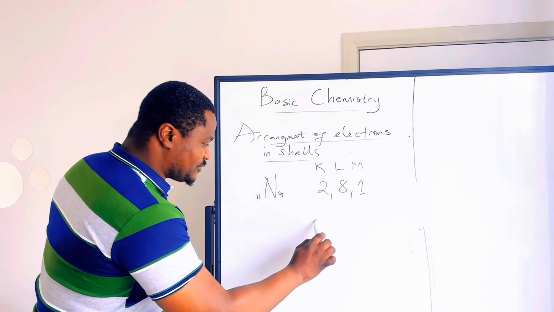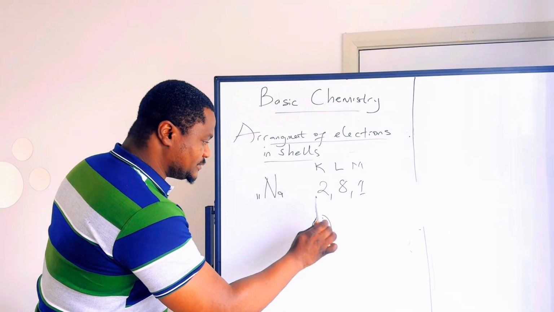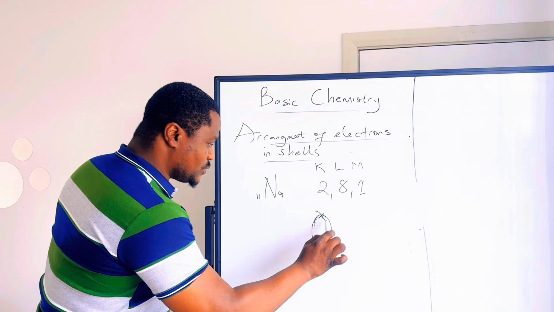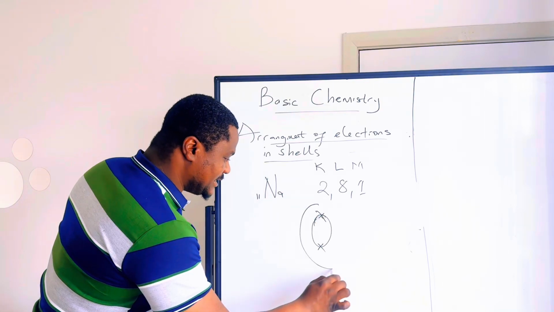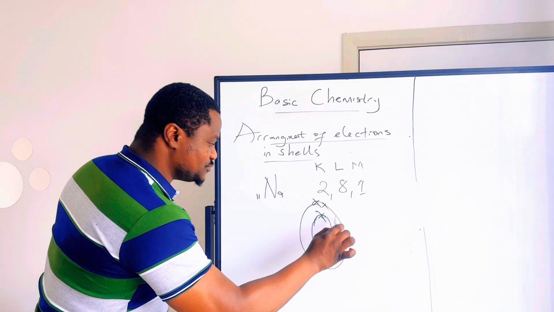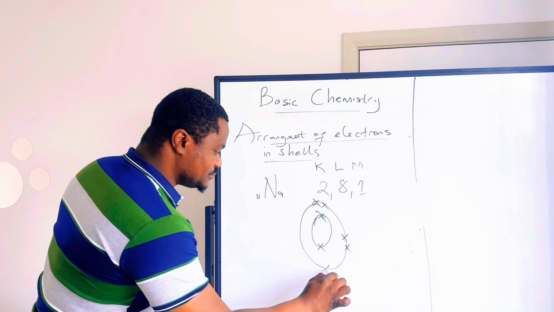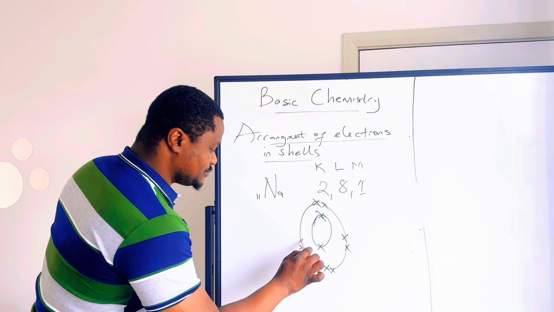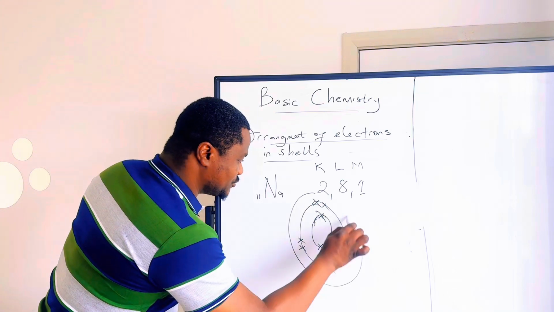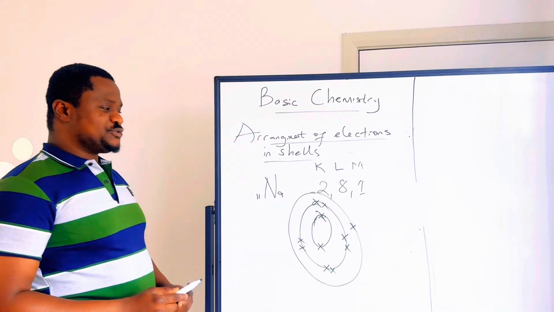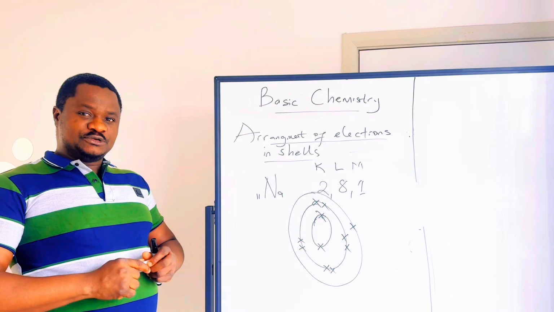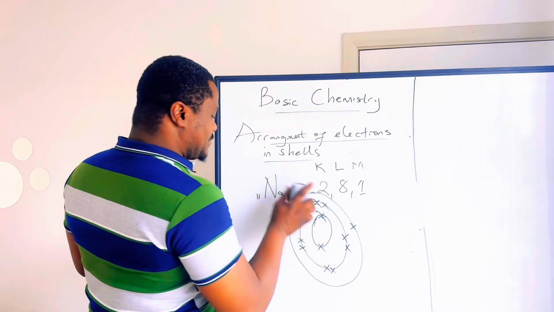Now, K, you start with this, you have what? 1, you have what? 1, 2. Now, the 8, you have what? 2, 2, 2, and 2. And the outer electron is what? 1. 2, 8, what? 1. Are you seeing that? Let me take one more example.